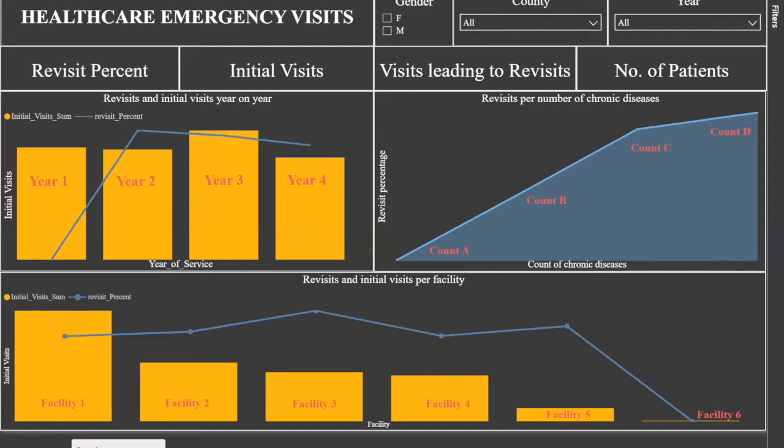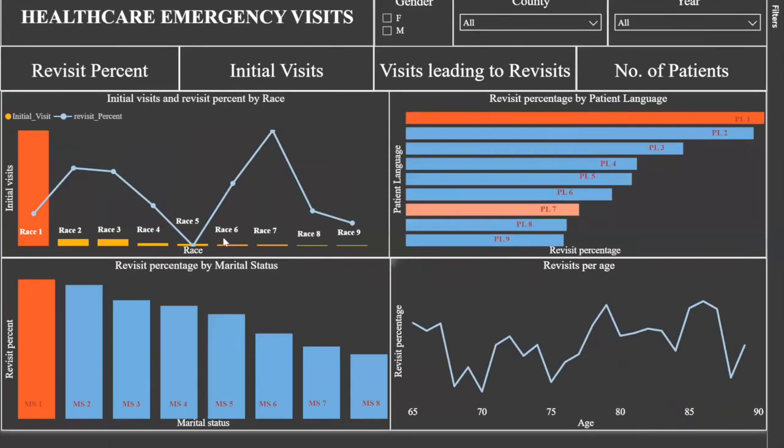On the second page of social demographics, we have 4 charts: revisits by race, by patient language, marital status, and age. On the top left, we can see that the volume of visits is highest for race 1, but the revisit percentage is highest for race 7. On the top right, we can see that when the patient language is not English, the revisit percentage usually increases.